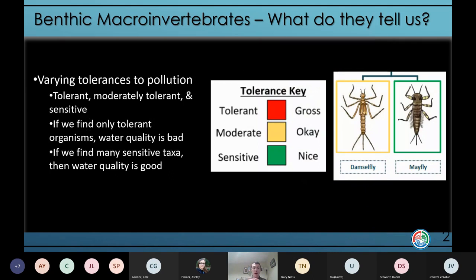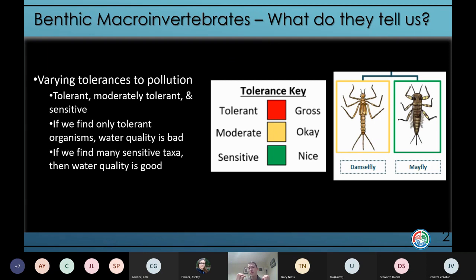So again, as I was saying before, they have various tolerance to pollution. So tolerant, moderately tolerant, and sensitive are how we organize the different benthics. We put them into those three categories. If we go to a stream and we find only tolerant organisms, only organisms in that red category, so things like leeches, lung snails, worms, black flies, things that can handle a lot of pollution and survive, and that's all we find, we know that this is a pretty polluted stream and it has been polluted for a long time.